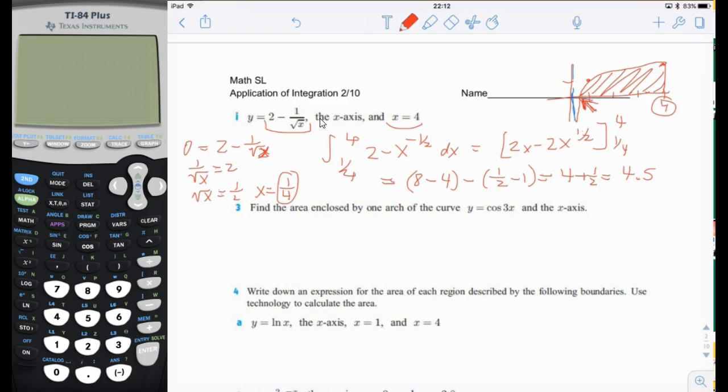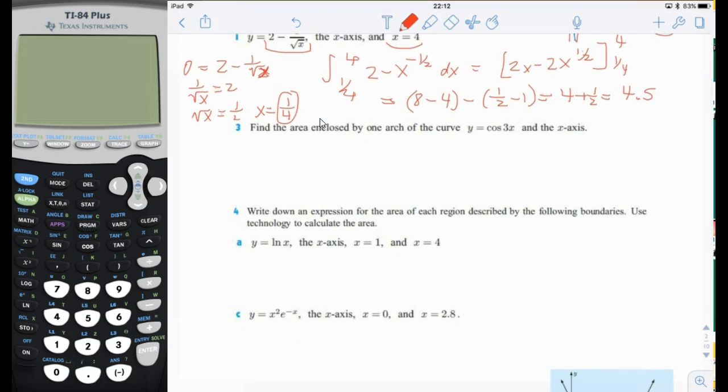Number 3, find the area enclosed by one arch of the curve y equals cosine 3x and the x-axis. So remember, cosine in general starts at 1 and then it goes down. So if they say one arch of the curve y equals cosine 3x, then we could take the left and the right side here. It's symmetrical about the y-axis, okay? And normally the x here would be pi over 2. Pi over 2 is when cosine is 0.